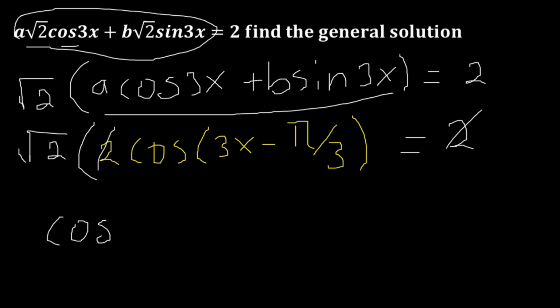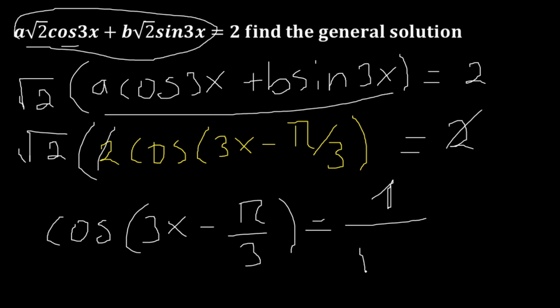Cos 3x minus pi all over 3 is equal to what? 1 all over root 2. That is equal to root 2 on 2. That is just a proof. Okay, that is what we have.